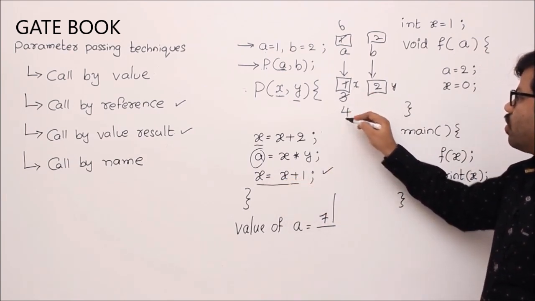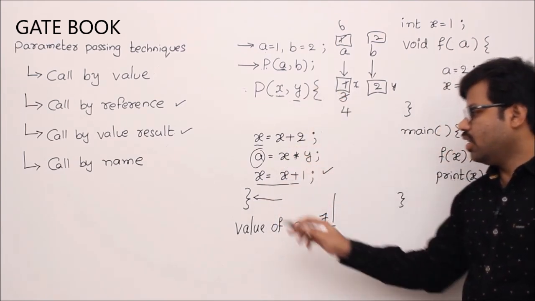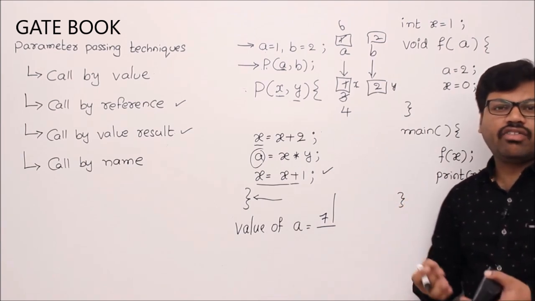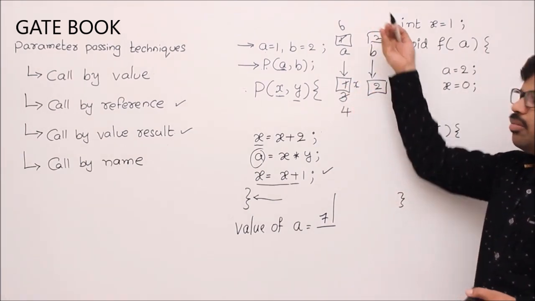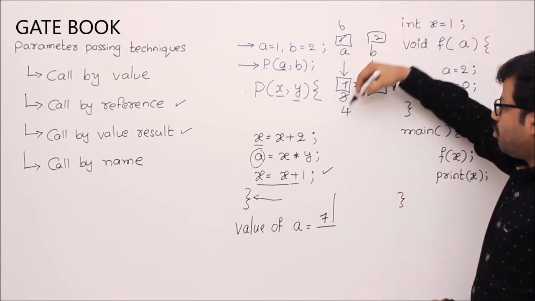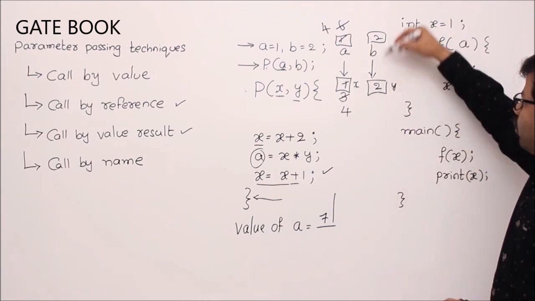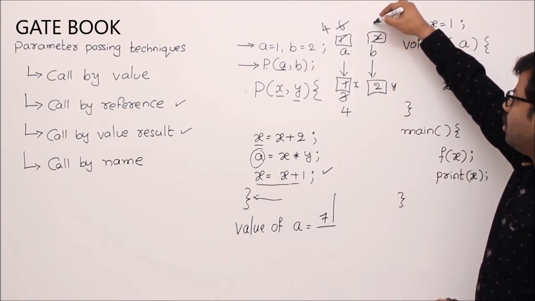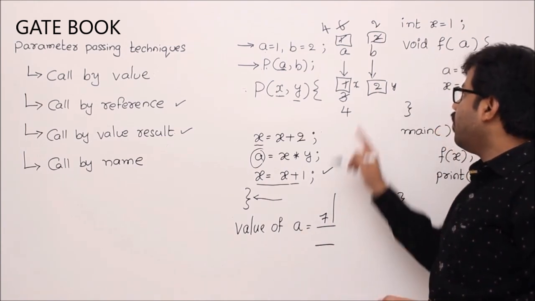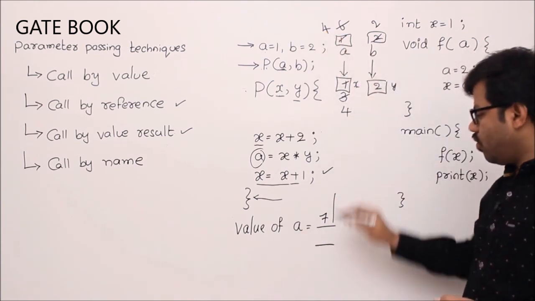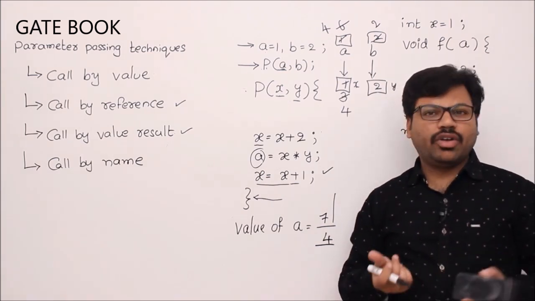3 plus 1, 4. So now the program is done. Then close this method. Once the method is over, you know the technique of call by value result: all the corresponding formal parameters are dumped to the actual parameters. That means 4 will be updated here, and the y value will be updated at b. That will be 2. So the final value of a, if you use call by value result, is 4. That is the difference between call by reference and call by value result.